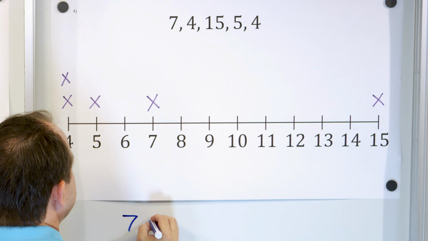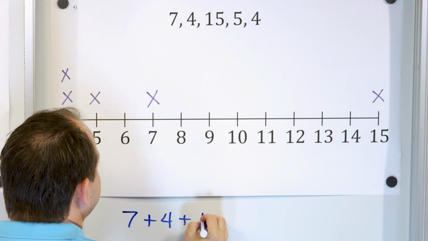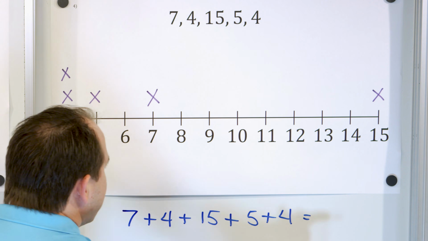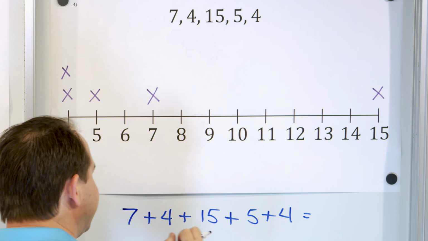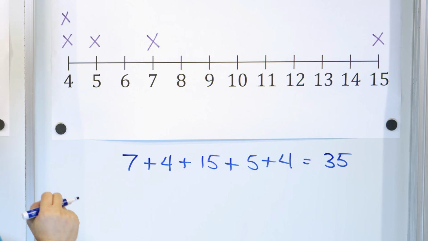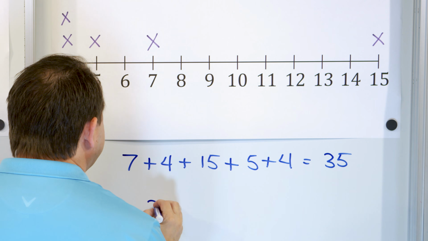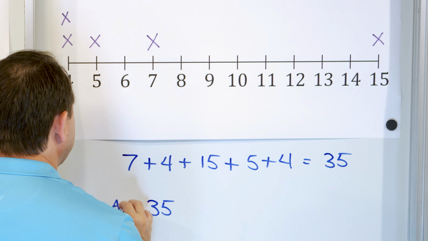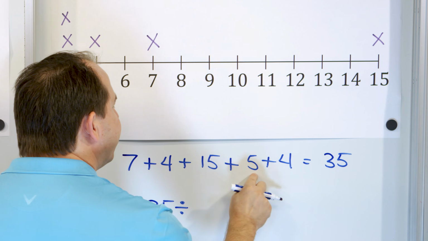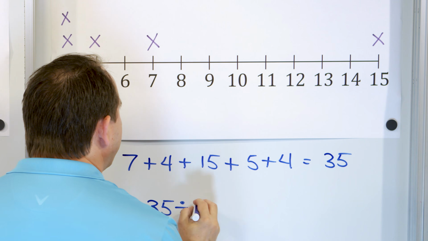We'll take that 7, add it to a 4, add it to a 15, add it to a 5, and add it to a 4. And when I run that through a calculator or just do column addition with it, I will get a number of 35, right? And then, in order to find the average value, I'm going to have to divide that 35 by 1, 2, 3, 4, 5 data points. I have 5 data points.